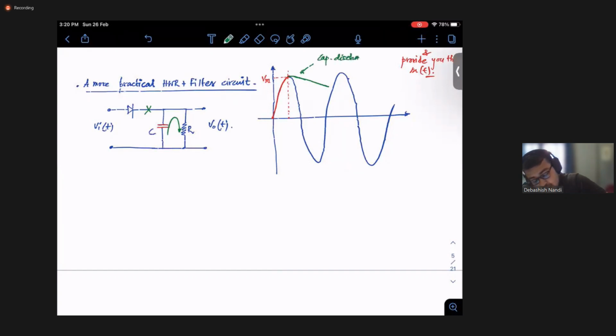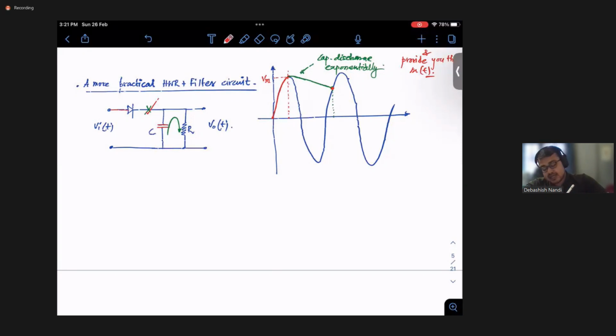The capacitor discharges exponentially, and your output voltage will eventually fall, right? Suppose up to this point the capacitor is discharged, and at this point what happens? Your Vi is also rising, right? As soon as your Vi is rising, this diode circuit will get activated, it will turn on, and it will again start charging the capacitor.